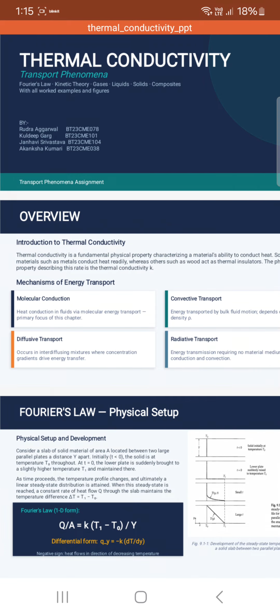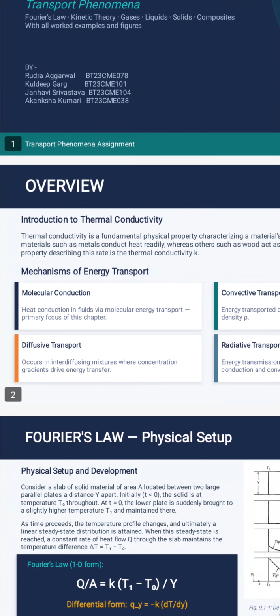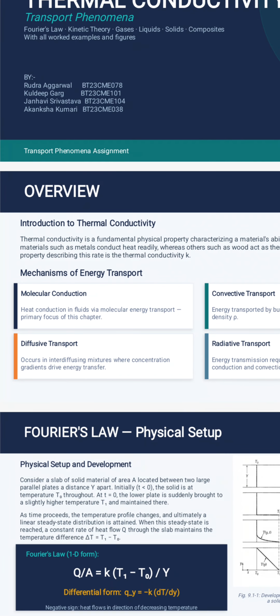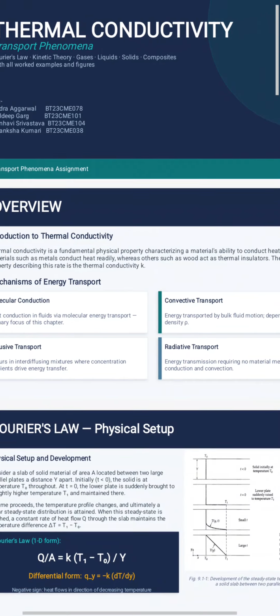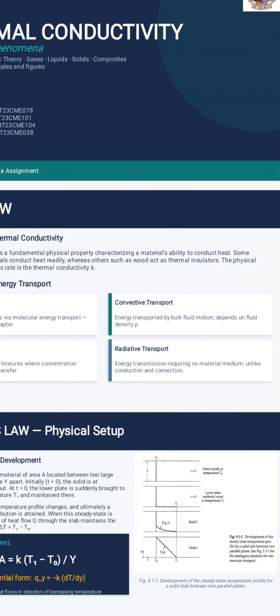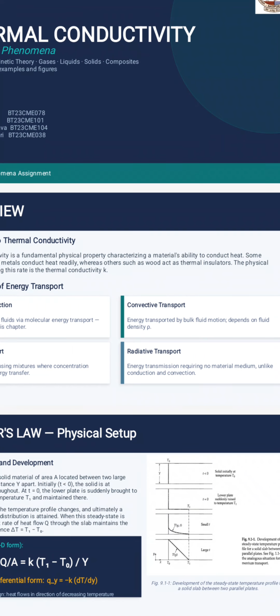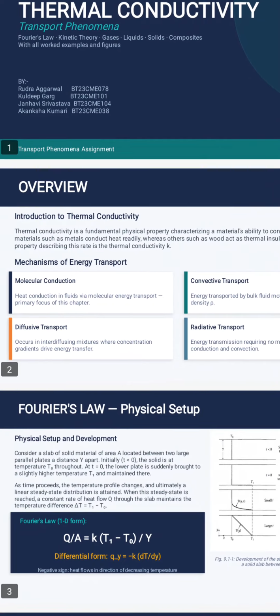Now we will be discussing mainly here molecular conduction. Now what is this molecular conduction? Heat conduction in fluids via molecular energy transport primarily is the focus of this chapter. Now next is convective transport. Energy transported by bulk fluid motion depends on fluid density rho. Now here the characterizing characteristic is v, velocity of the medium.